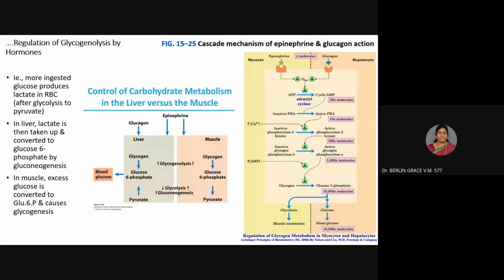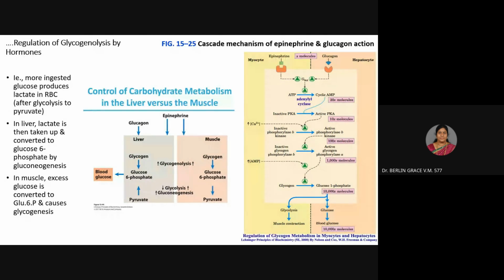All this happens just when one epinephrine binds to its receptor or one glucagon binds to its receptor. So in that way, this glucose 1-phosphate is then converted into glucose. It is going to the blood system now. From the muscle cells, from the hepatocyte, this glucose is coming to the blood so that the normal blood glucose level is maintained.